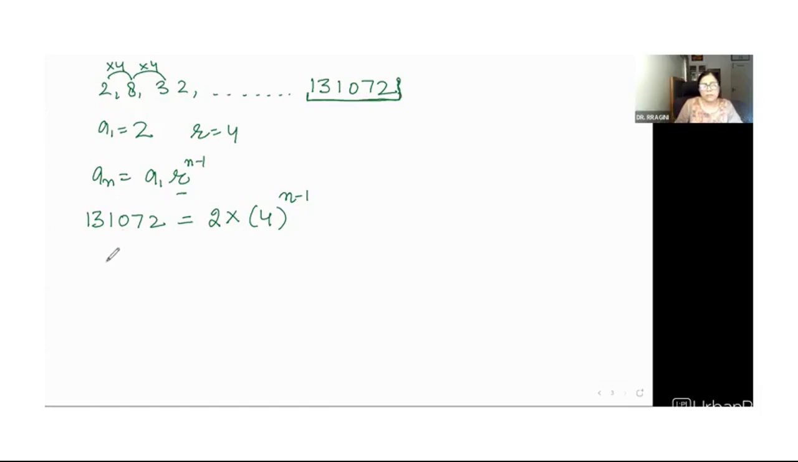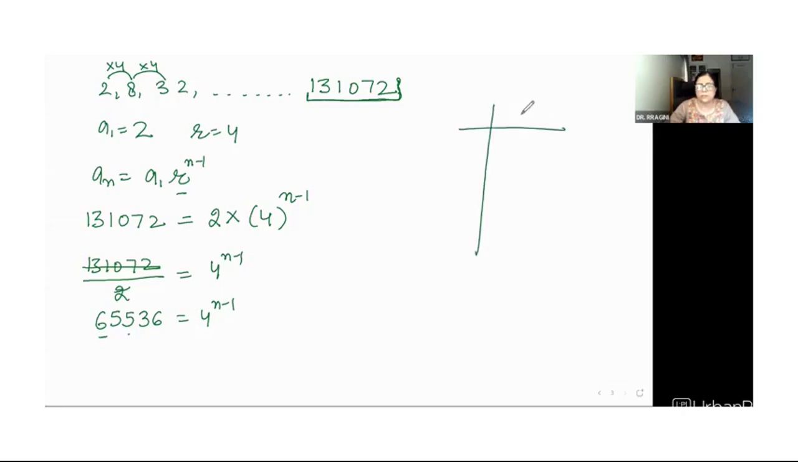So now divide 131072 by 2. This gives 65536. That means you have to check for what value of n this has to be some power of 4. Now you need to do the prime factorization of this number, 65536.